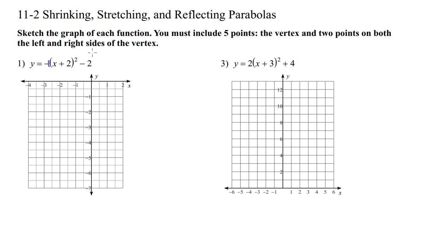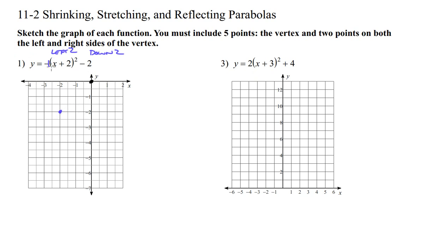This -2 means we're going to shift the whole graph down 2, and then -2 plus 2 gives us 0, so that means it's going to go to the left 2. So normally the vertex is right here at 0, 0, where the x and the y meet. So now we're going to go from there, we're going to go to the left 2 and down 2. Okay, so that's where we're going to start.